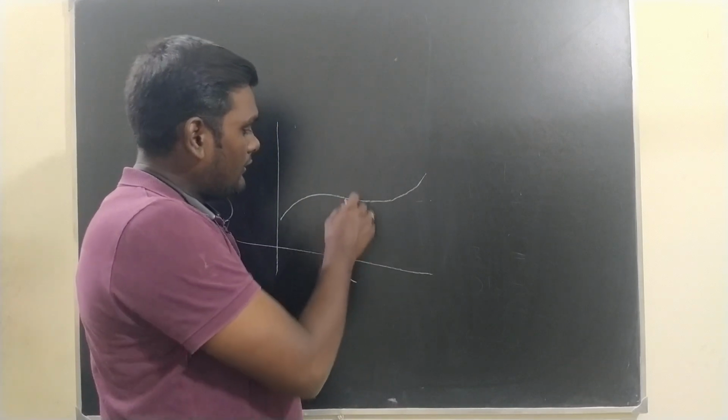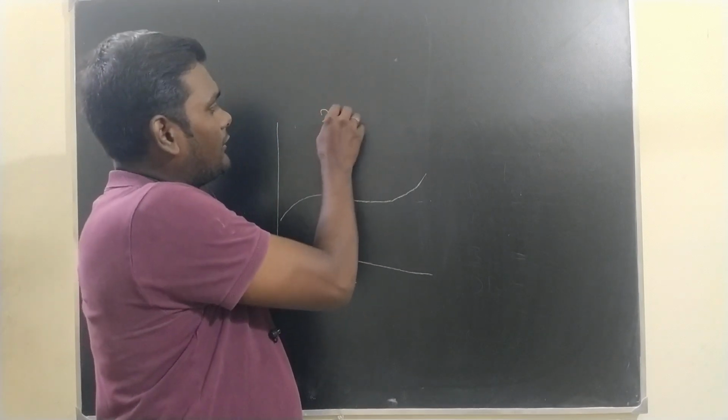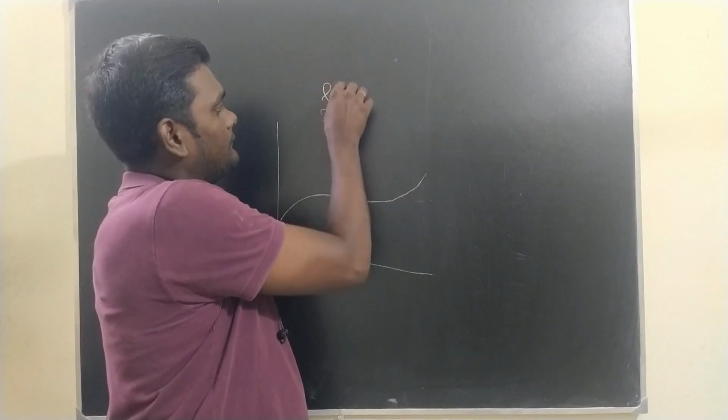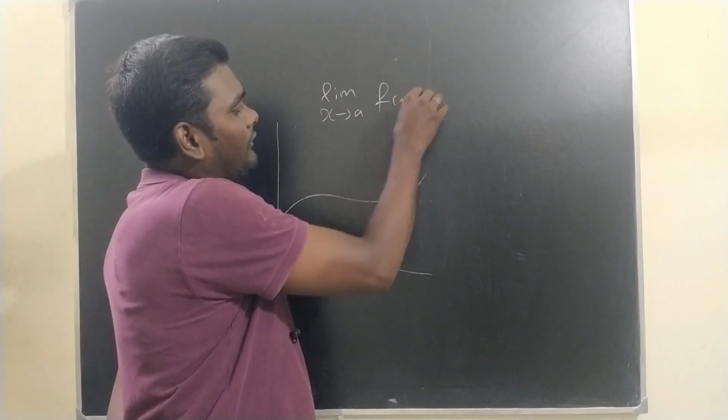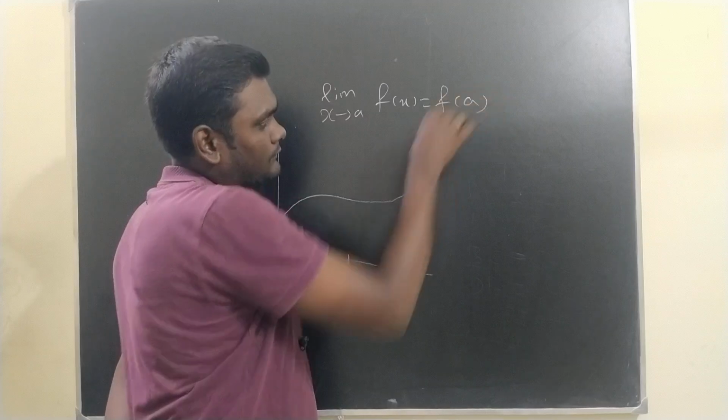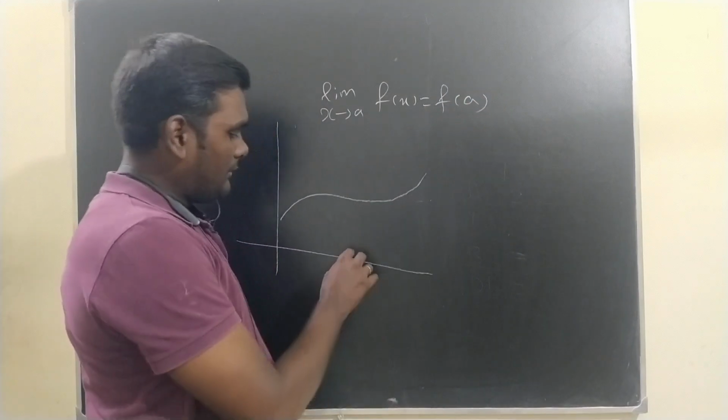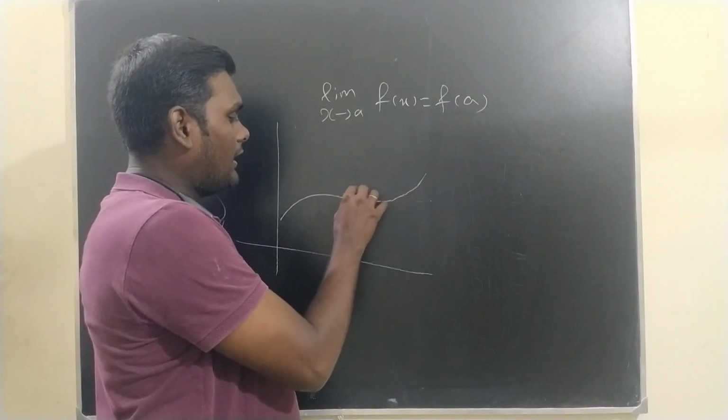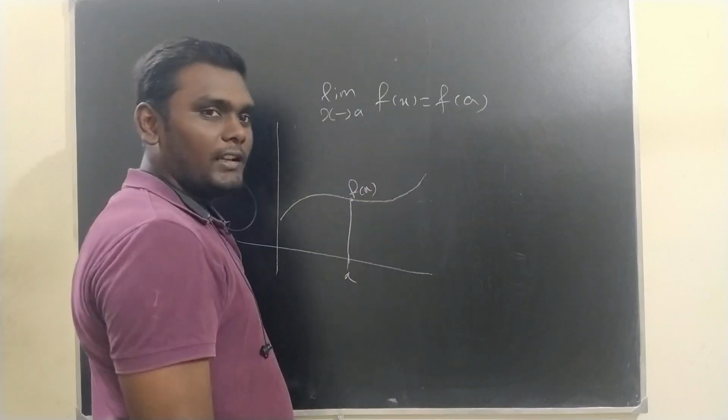If x tends to A, this f of x tends to f of A. Here it touches, and we find the value f of A, then it is continuous.